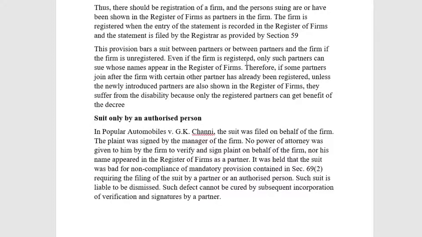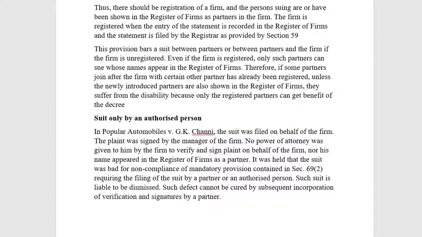Even if the firm is registered, only such partners can sue whose names appear in the register of firms. This is very much important. That means whose names have appeared in the register of firms, they can only file the suit or the case. Therefore, if some partners join after the firm with certain other partners has already been registered, unless the newly introduced partners have also been shown in the register of firms. That is, the partners may get joined later also.